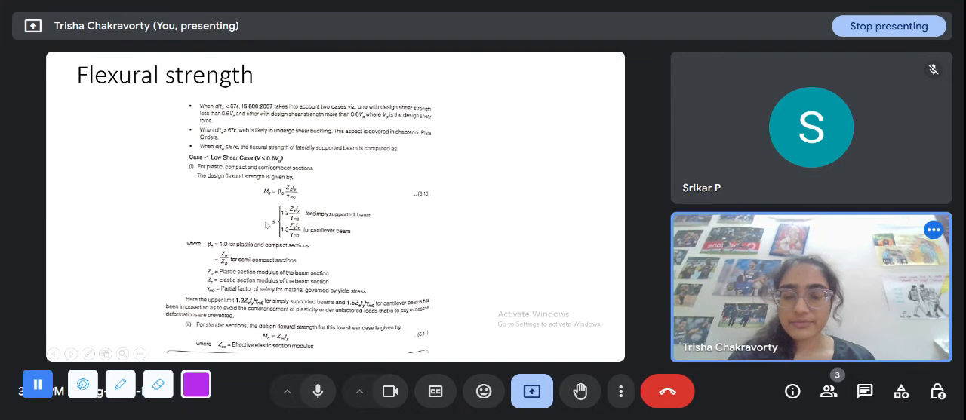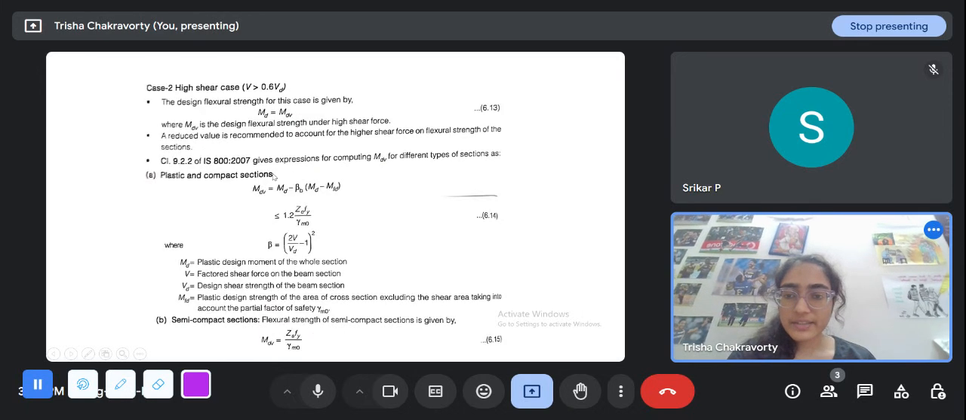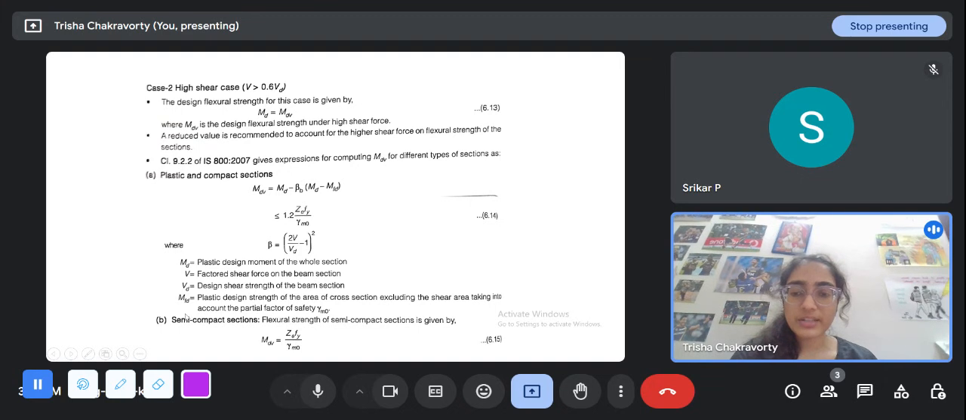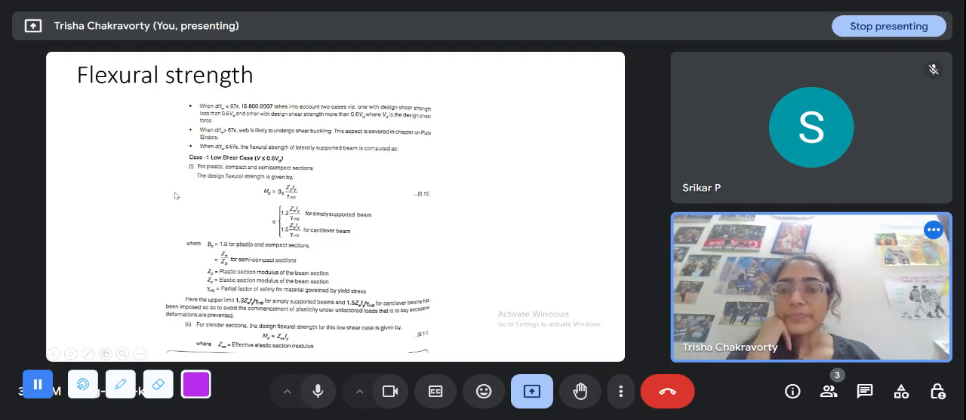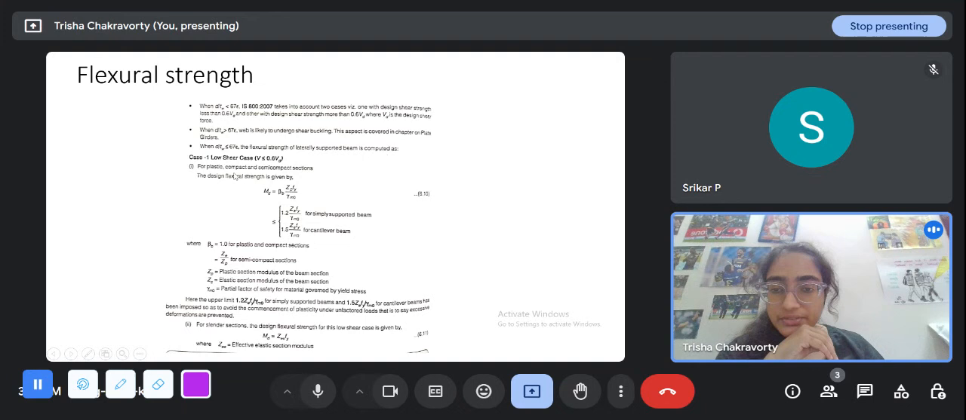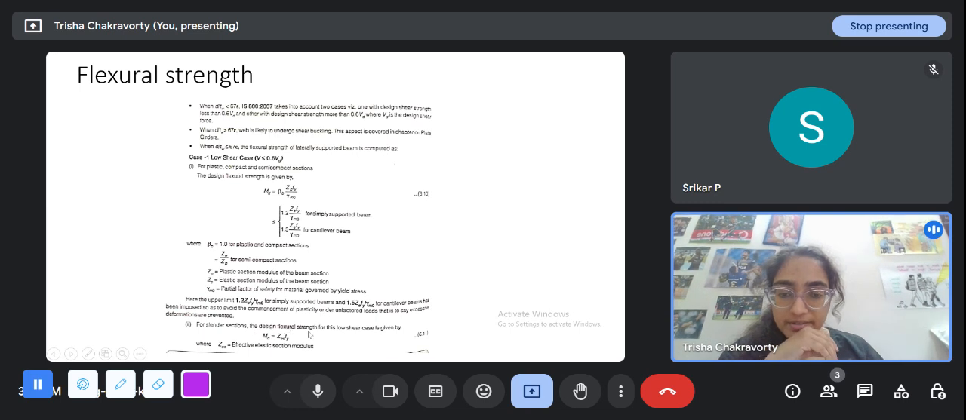There are different criteria for plastic, compact and semi-compact sections. For the high shear case, there is one formula for plastic and compact sections and another formula for semi-compact sections. And for the low shear case, for plastic, compact, and semi-compact sections, the design flexural strength is given by this. And for slender sections, the design flexural strength for this low shear case is given by this.